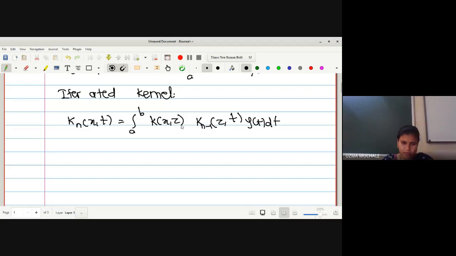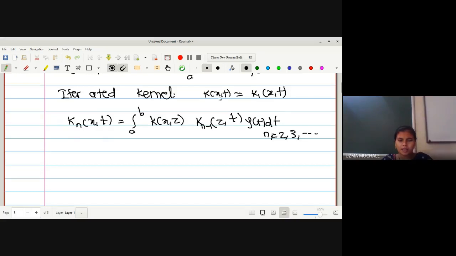What is the condition given to us? The given kernel k of xt is your first kernel k1 of xt. So k1 of xt is your given kernel, and then you can find k2, k3, and so on. Here the values of n run from 2, 3, and so on. So this is what an iterated kernel is.